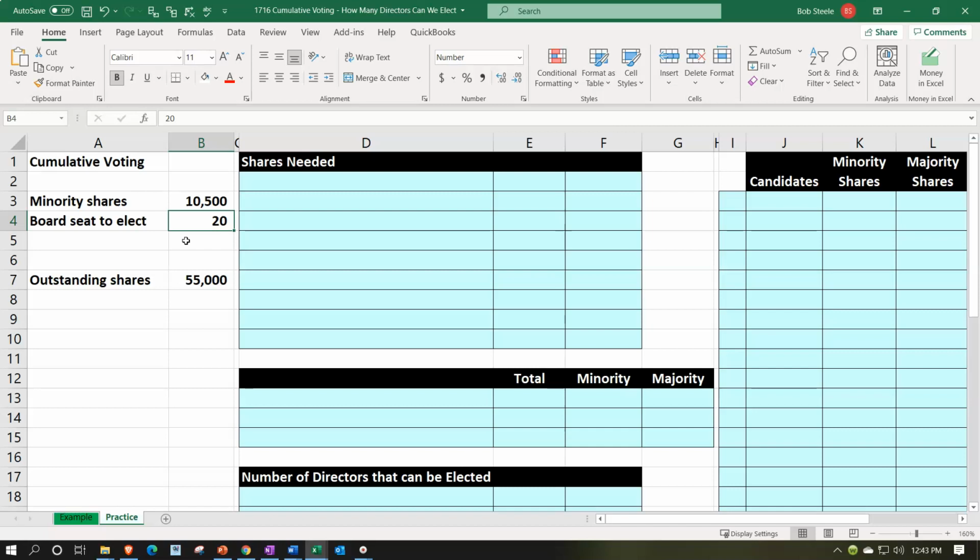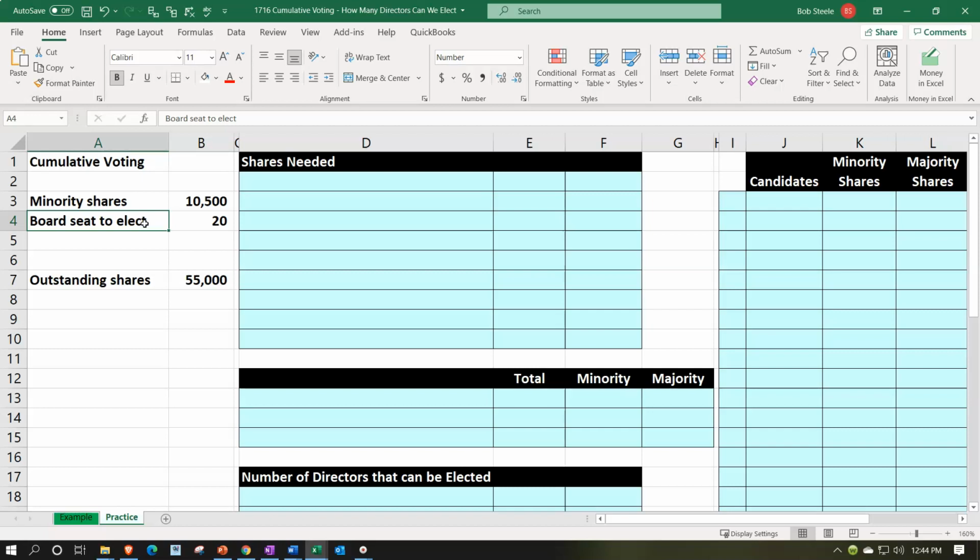So the function is going to say the outstanding stock that we have times the number of people that are going to be elected, in this case 20, will give us the number of votes that will be out there. We do not have to vote all of our votes on each seat, however, and we can consolidate our votes. That's the difference that allows us to isolate our votes or put our votes towards one particular area.